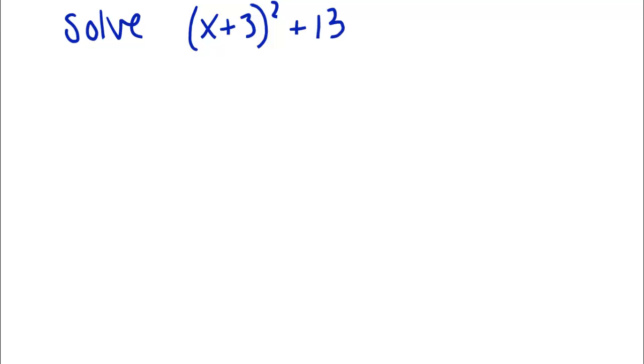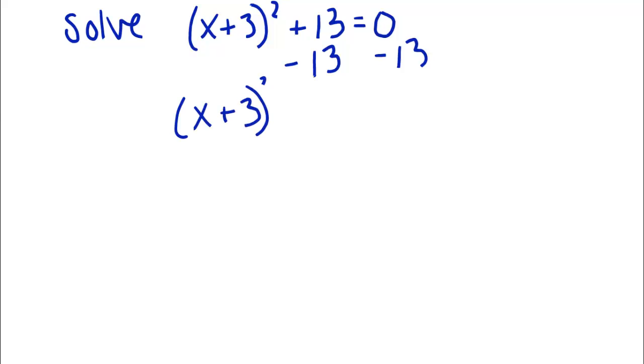Let's try to solve the quantity x plus 3 squared plus 13 equals 0. Notice what this is. It's a quadratic equation. Our quadratic function happens to be written in vertex form and set equal to 0, so I know we can do this. We've seen equations like this before. Well, we could subtract 13 from each side, and we get x plus 3, the quantity squared, equals -13.